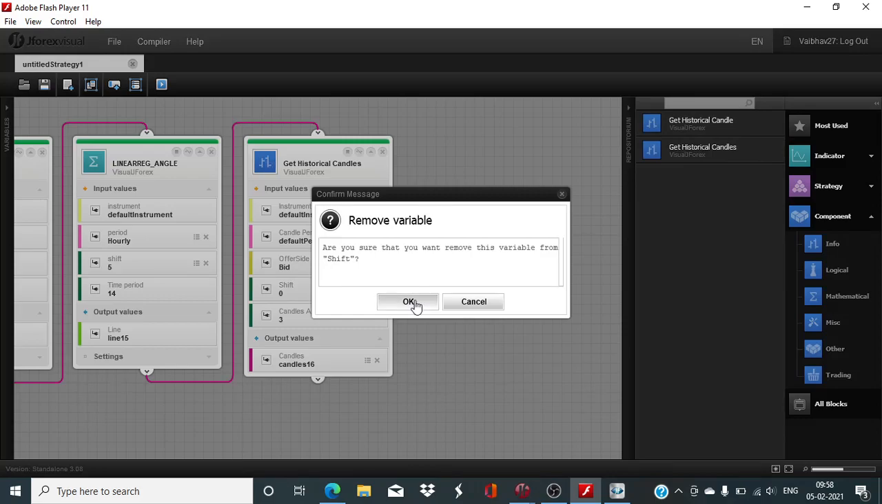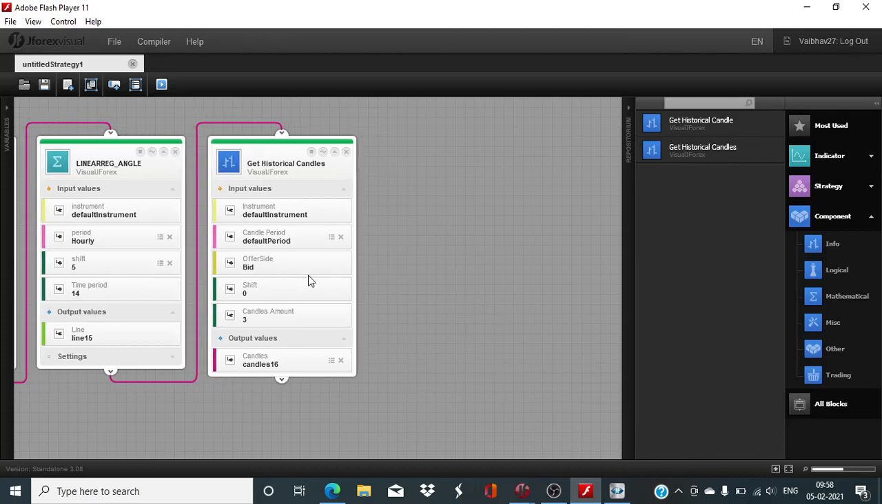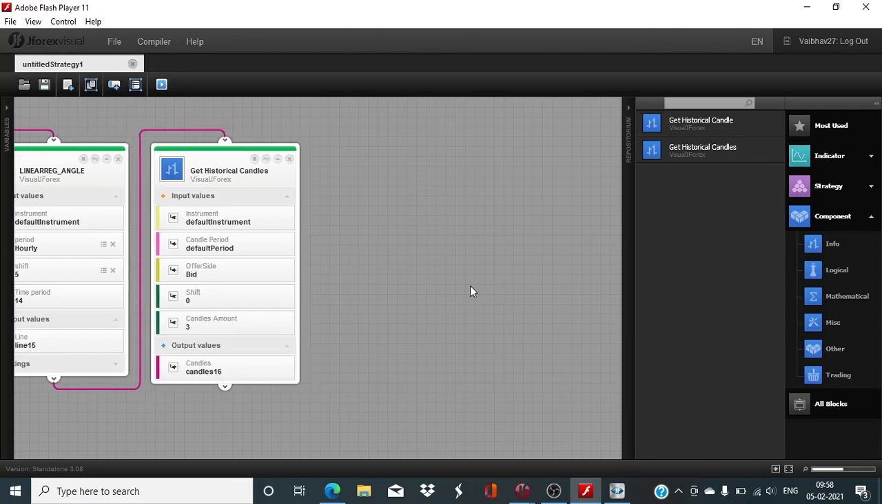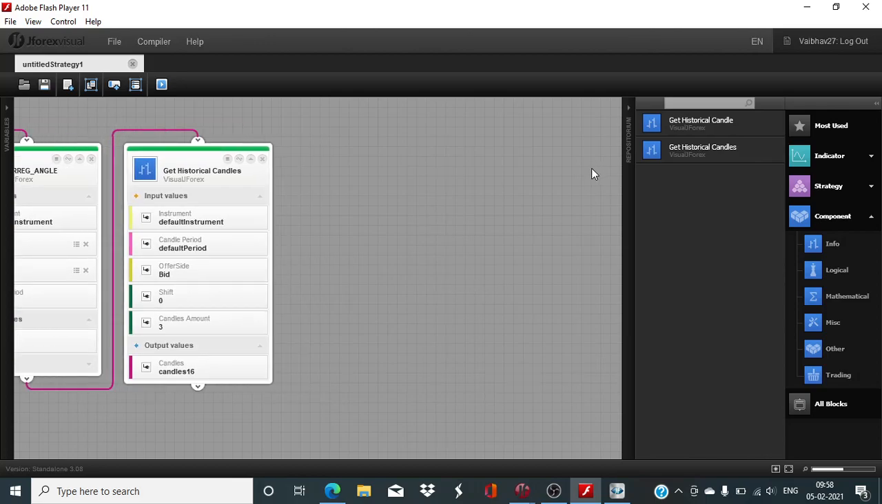Here I will keep the shift 0 only. So even the current hourly candle will be included, and then the prior two candles. So taken together, 3 historical candles of price action data we will be able to use. This is the array of data, and we will have to rely on the loop viewer to retrieve the data. So I will add the loop viewer as well.